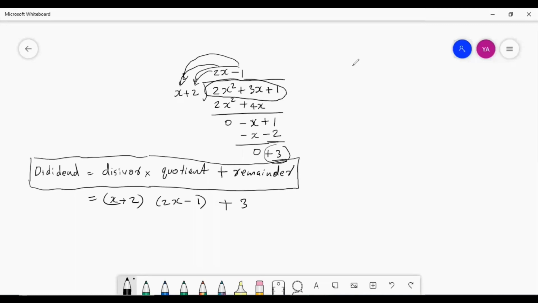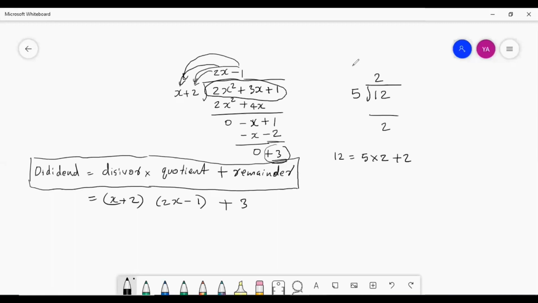It works with any number. Suppose we divide 12 by 5. You know the quotient is 2 and remainder is 2. So the relation we can write as 12 is equal to 5 into 2 plus 2. So 12 is the dividend, 5 is the divisor, 2 is the quotient and the remainder is also 2.